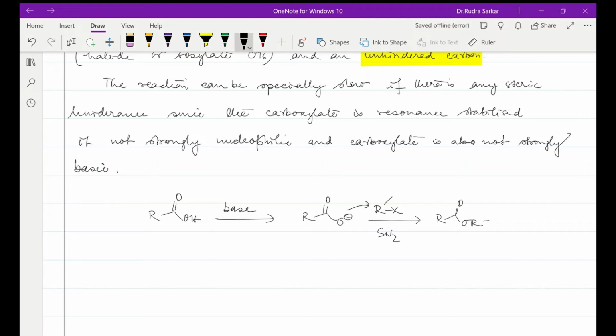And as we have discussed, this particular alkyl halide, the alkyl group has to be either a methyl, 1 degree, or 2 degree, and the X has to be a good leaving group.